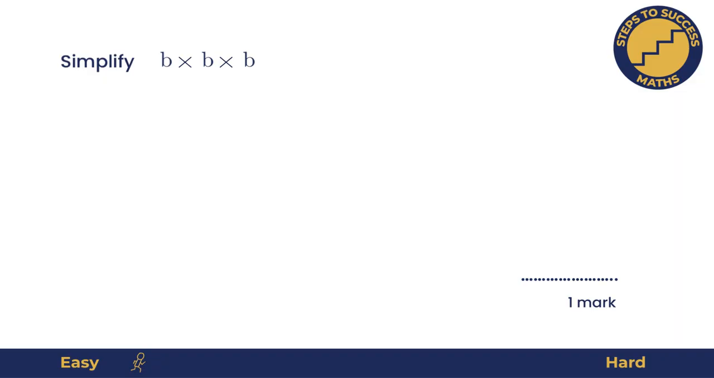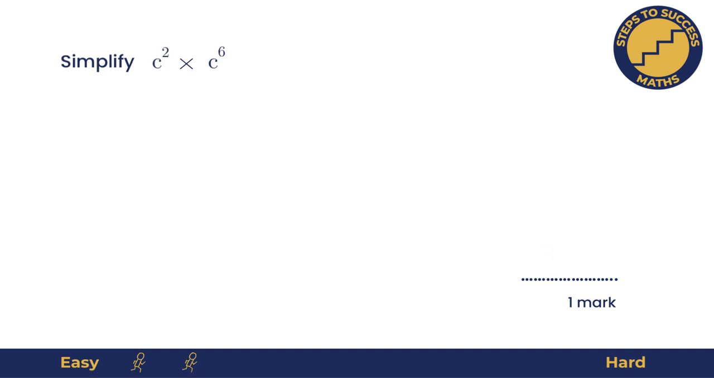Simplify. B times B times B. So this is a nice easy one to get us started. Remember, when you multiply anything by itself, you get a square, and then anything by itself again, you get a cube. So this is just b cubed.